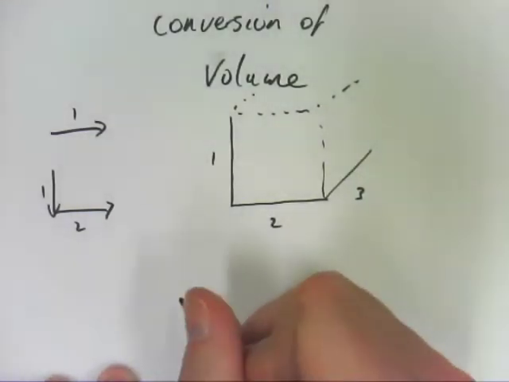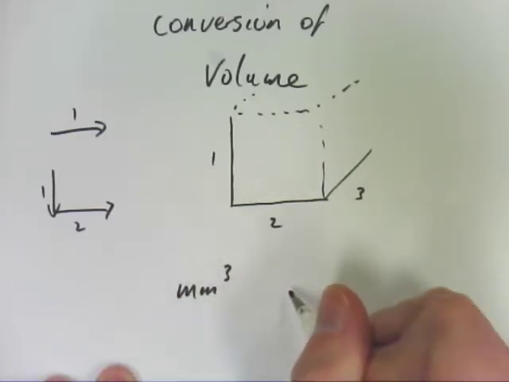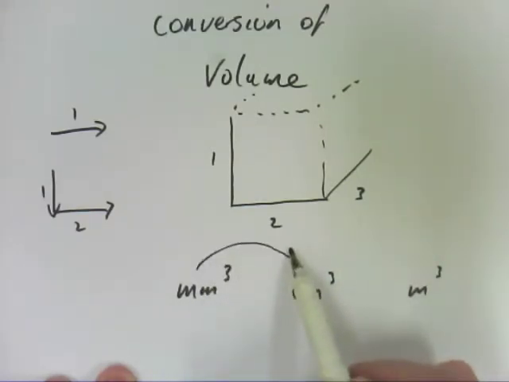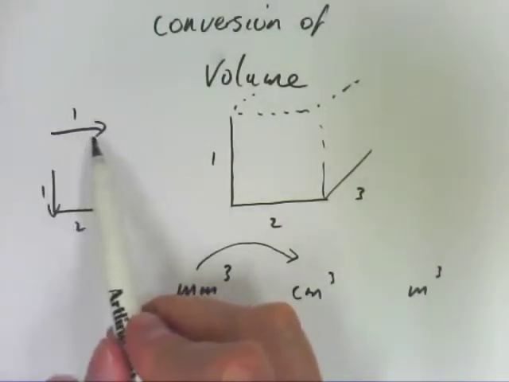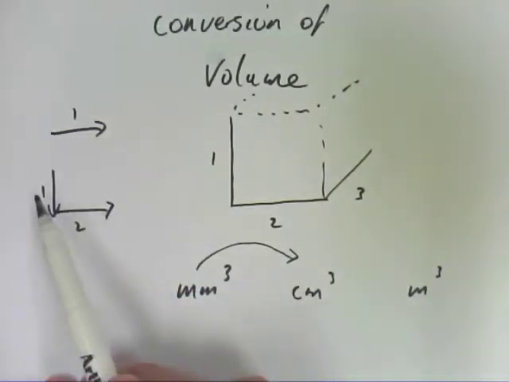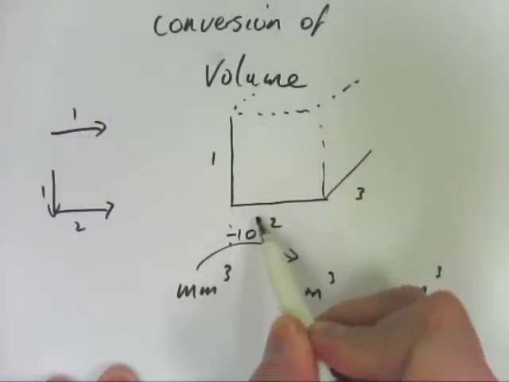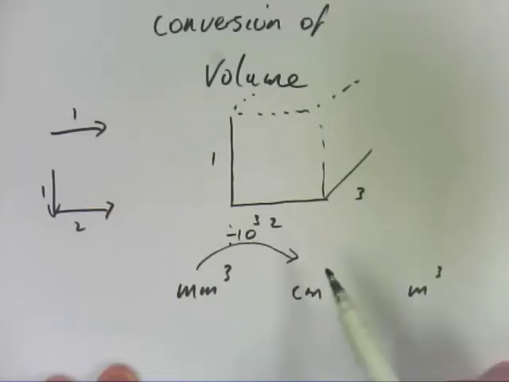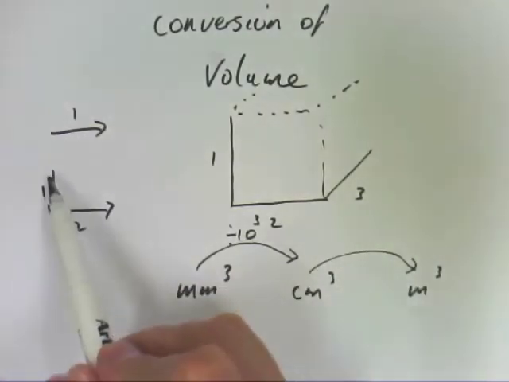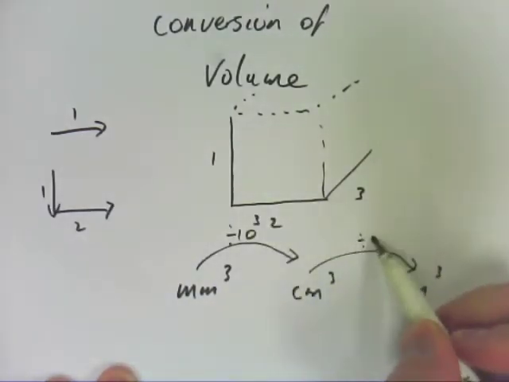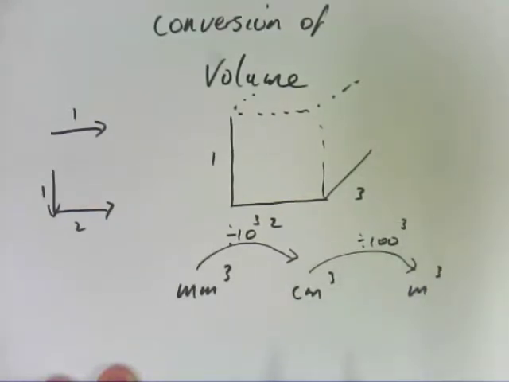So if we're doing the same thing, millimeters cubed, centimeters cubed to meters cubed, before when we went from millimeters to centimeters, we divided by 10. If we were doing it in area, we divided it by 10 squared. If we're doing it by volume, we divide by 10 cubed. Centimeters to meters is normally divide by 100. For area, it's divide by 100 squared. For volume, it's divide by 100 cubed because you're doing it 3 times.